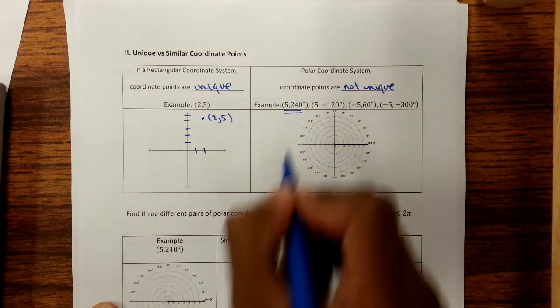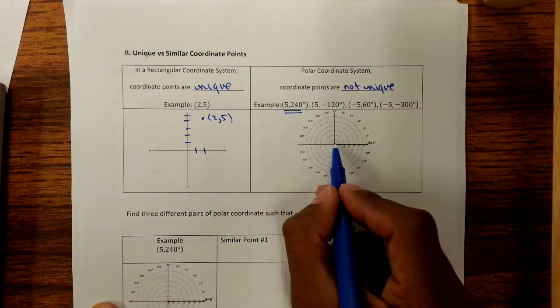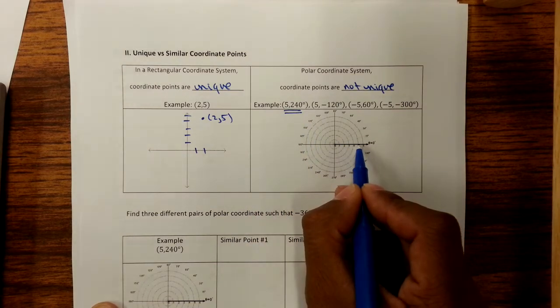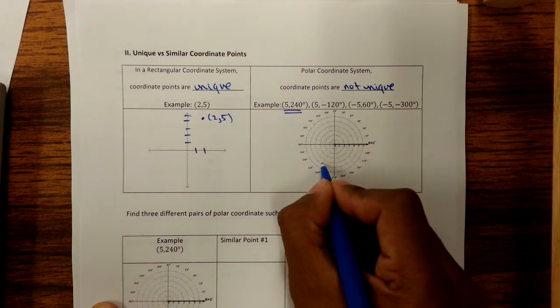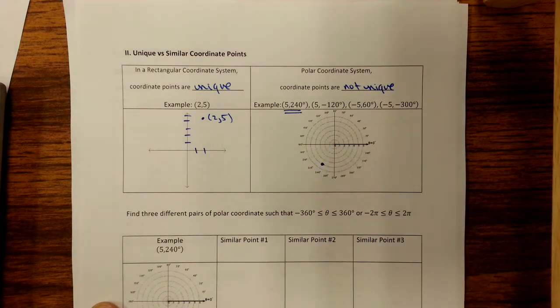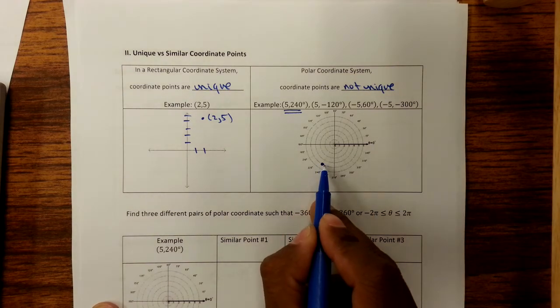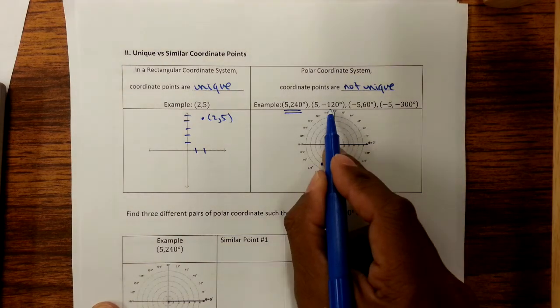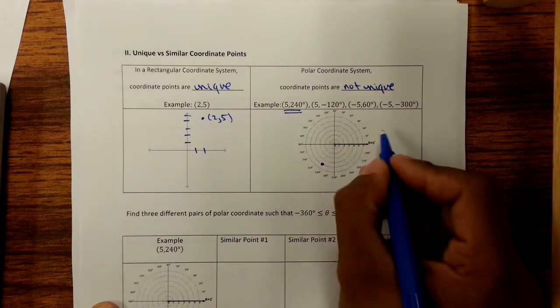For example, let's look at 5, 240. 5, 240 means I go right 5 along my polar axis, and I'm going to go all the way around to 240. So here's 5, 240. Now, this coordinate point, not only can you name it 5, 240, but you could also name it 5, negative 120 degrees. Think about my negative angles.